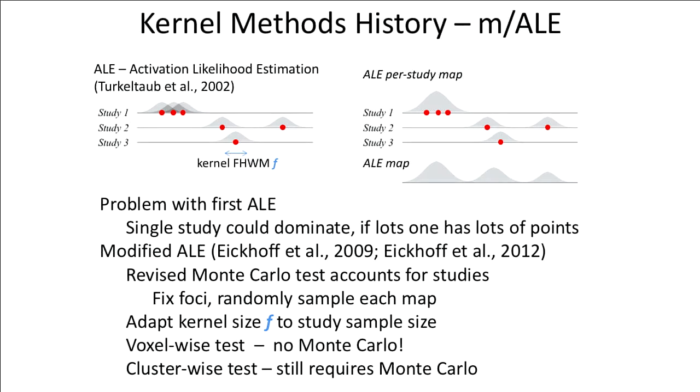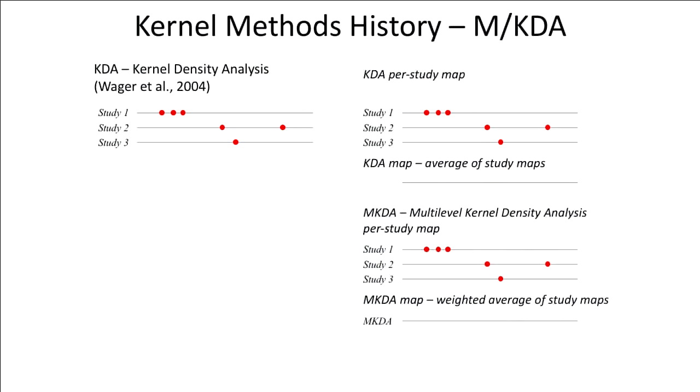Now in contrast, the MKDA method, a kernel density analysis created by Tor Wager and colleagues, uses, instead of a Gaussian kernel, basically a boxcar or just a flat disk kernel. For each study, we just add those up. So the interpretation at any one point for one study is how many foci were within a given distance of this particular pixel or voxel. Then we combine those together to make an average. This is now saying, on average across studies, how many foci were within a given distance of a pixel.